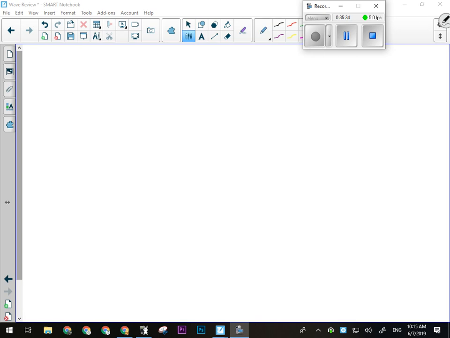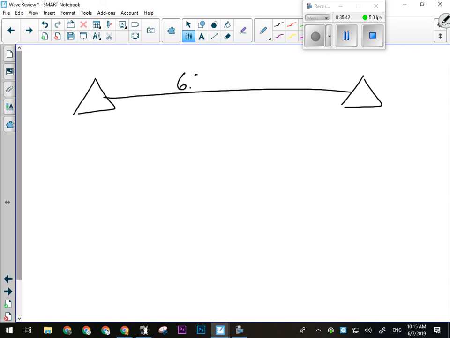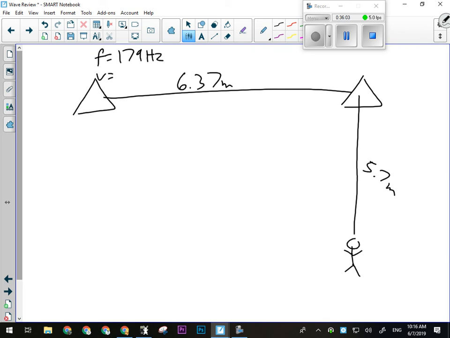Okay, so we'll do a two-speaker question here, and this will be the setup. The speakers are going to be 6.37 meters apart. The person will be standing 5.7 meters in front of this speaker. The frequency being emitted by the speakers is 179 hertz, and the speed of the waves is 340 meters per second. We want to determine whether this person hears a loud or quiet sound.